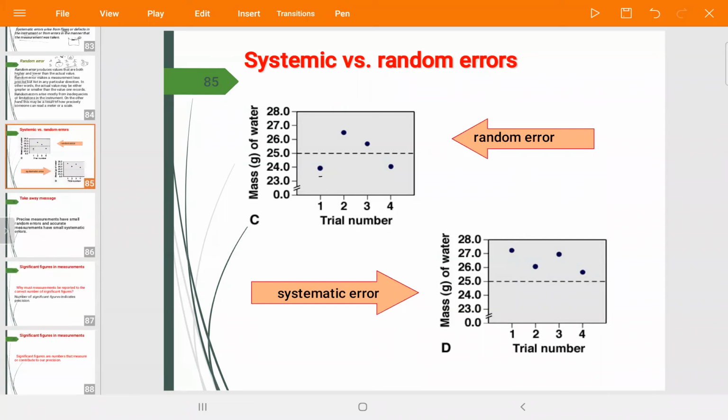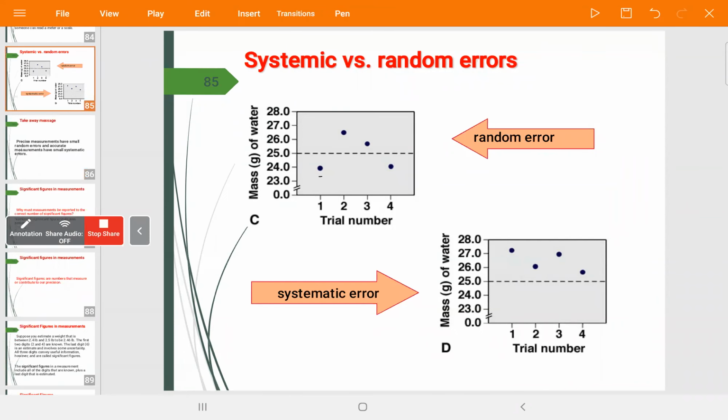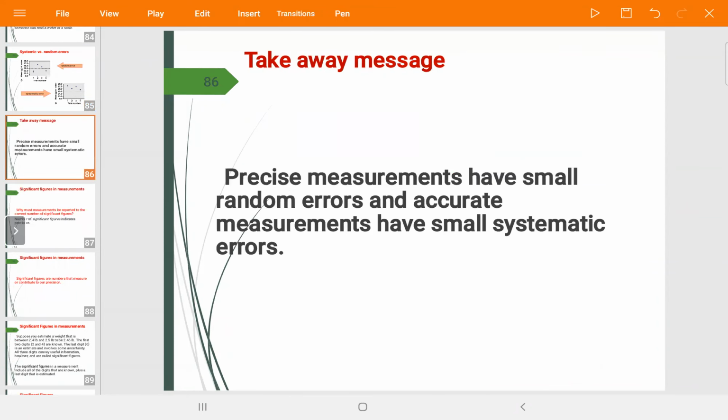All right. Now let's summarize what we have been discussing. Precise measurements have small random errors, whereas accurate measurements have small systematic errors.